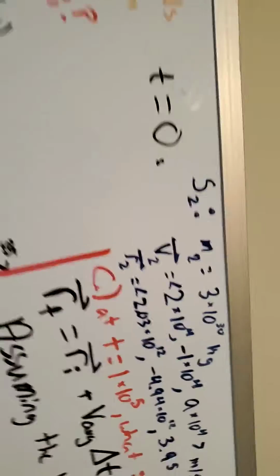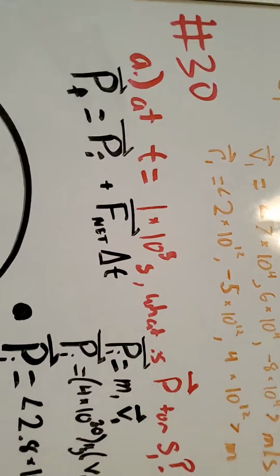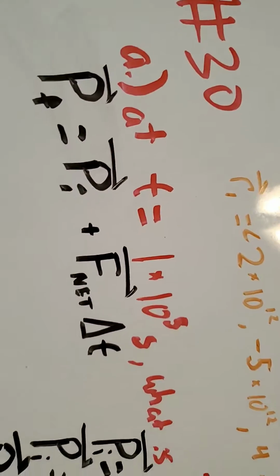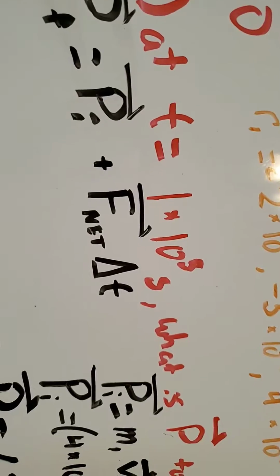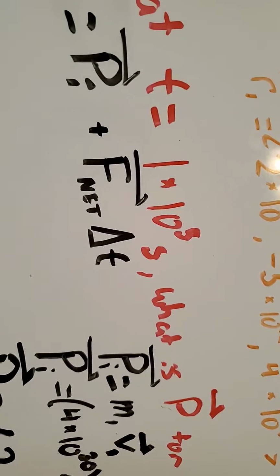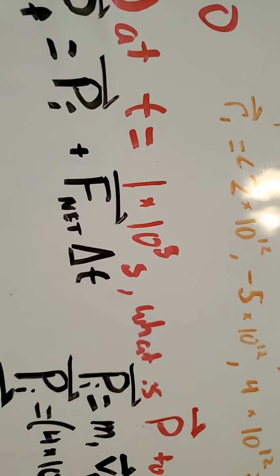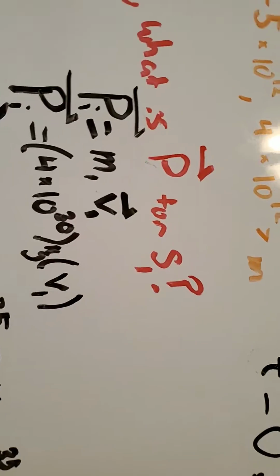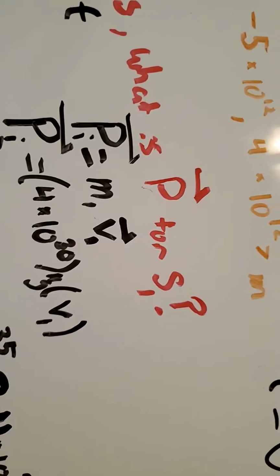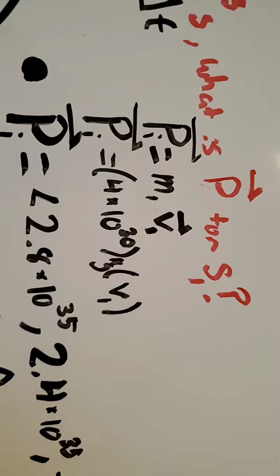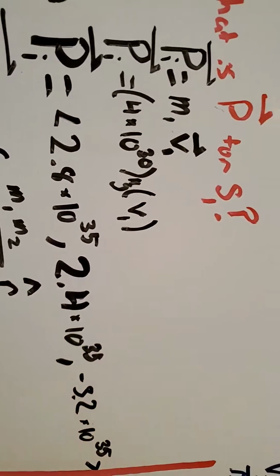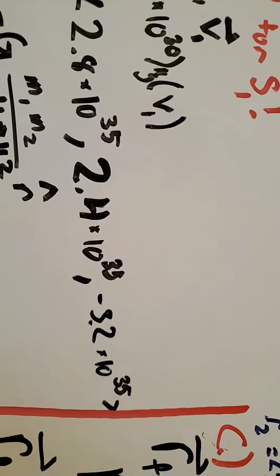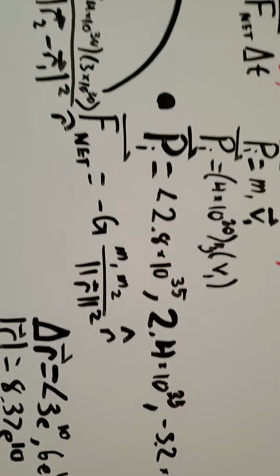To start us off, the first thing you're going to notice is that our final momentum, the formula for that, is equal to the initial momentum plus the total force put on said star times the change in time. We already know the change in time is 1 times 10 to the 5th, so that's one variable knocked out of the way. Our initial momentum is going to be equal to our mass times the velocity of the first star. Through calculations, you can see that's going to be, in vector form of course, 2.8 times 10 to the 35th, 2.4 times 10 to the 35th, and negative 3.2 times 10 to the 35th.